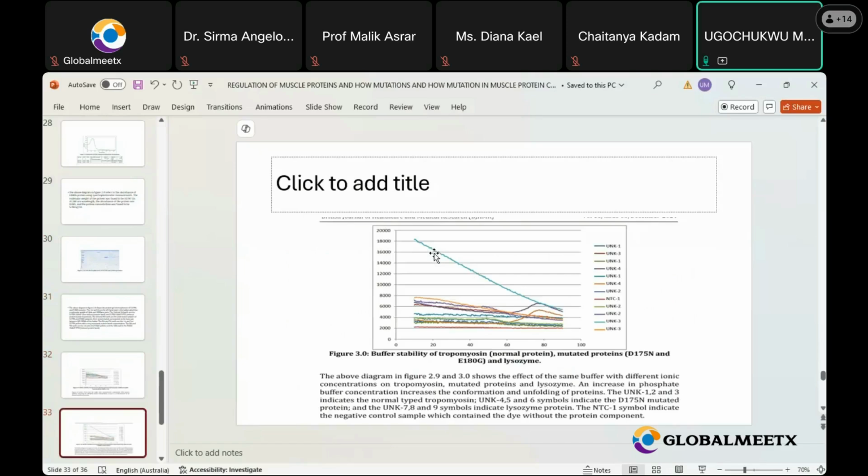The diagram shows the effect of the same buffer with different ionic concentration on tropomyosin, mutated proteins, and lysozymes. The buffer has a varying concentration at the same effect. An increase in phosphate buffer concentration increases the conformation and unfolding of proteins.